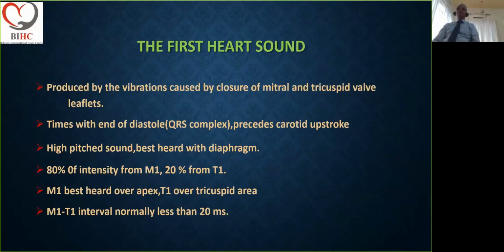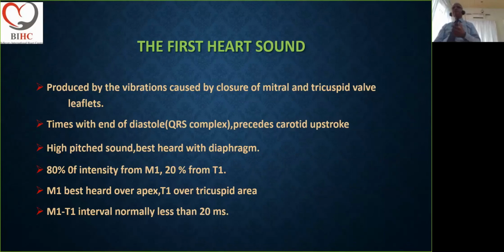So let's come to the first sound. The first sound is caused by the closure of mitral and tricuspid valve leaflets. The vibrations, what the vibrations do, we have just now discussed. Remember we said it times with the end of diastole, that's the QRS complex. And if you're timing it with the carotid upstroke, if you have a finger on the carotid pulse, the first sound is before the carotid pulse. It's a high pitched sound. Therefore, you will hear it better with the diaphragm.